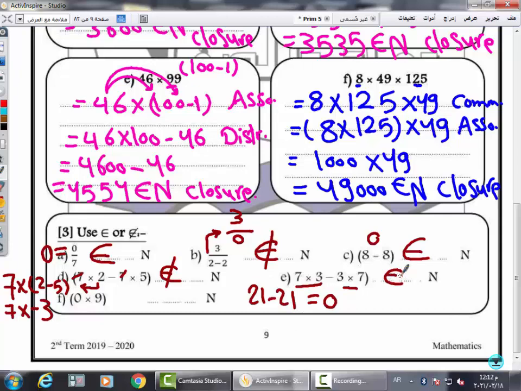0 by 9. 0 by 9 equals 0. In multiplication, 0 times a number equals 0. What's the relation between 0 and natural? 0 belongs to natural. Okay?